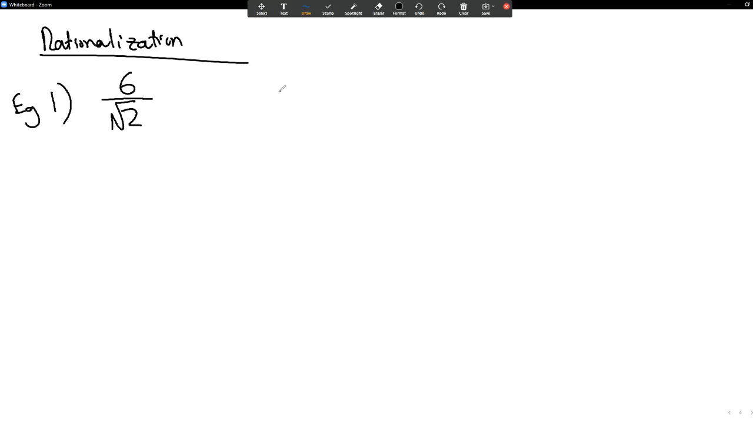Okay, now let's talk about rationalization. This is the process in which, when you have something like 6 over root 2, we want to put the surd on top. That's what we want to do. So how do we do this?